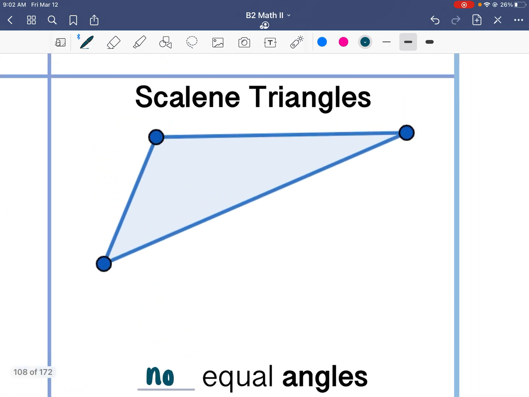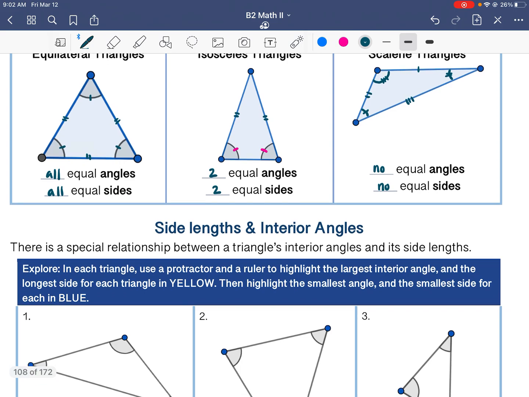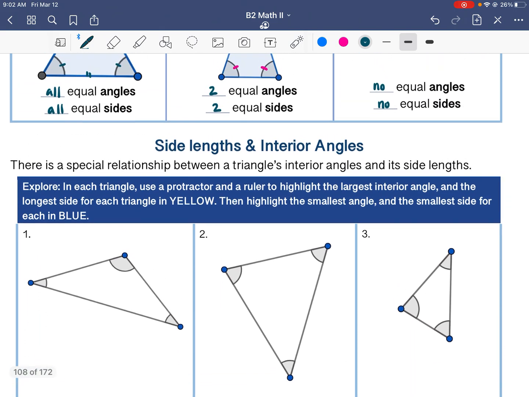Scalene triangles have no equal sides or angles. So all of its angles are different and all of its sides are also different. So they're like the ugly cousin. None of the angles are equal. Or sides.